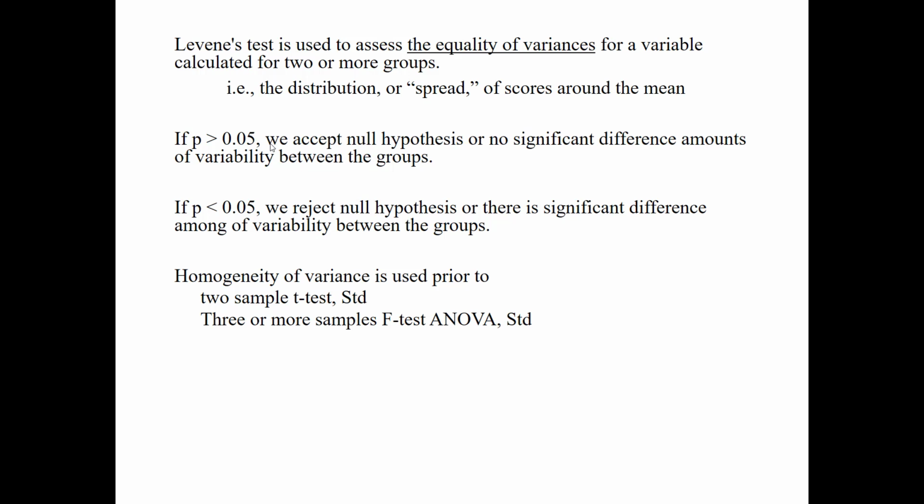However, if you have a p-value less than 0.05, that means there is a significant difference in the variability between the two groups. Then we have to reject the null hypothesis, meaning the variation between the two sets of data is different. Normally, you need to do this before you do the t-test or the F-test for ANOVA, etc.